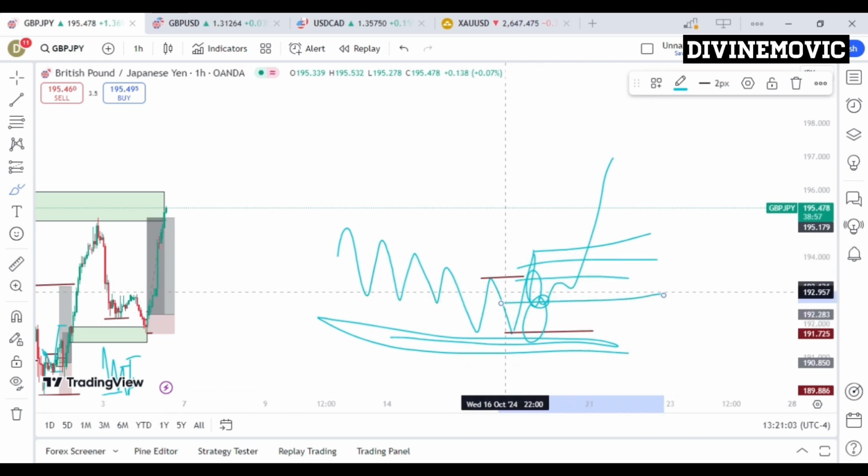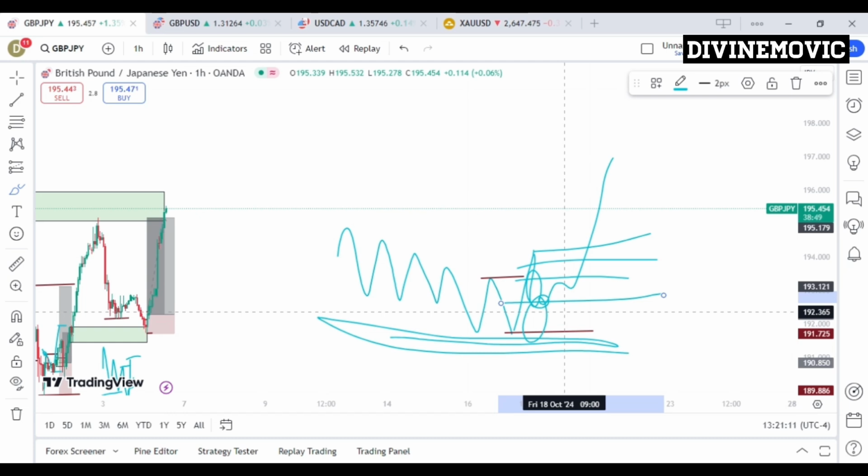Just be patient enough for price to come back to a zone you like, or be patient enough to have an account that can hold the drawdown that might come out of it. Do you understand? So that's basically how to use change of character to identify a good entry point. That will be all for this video.